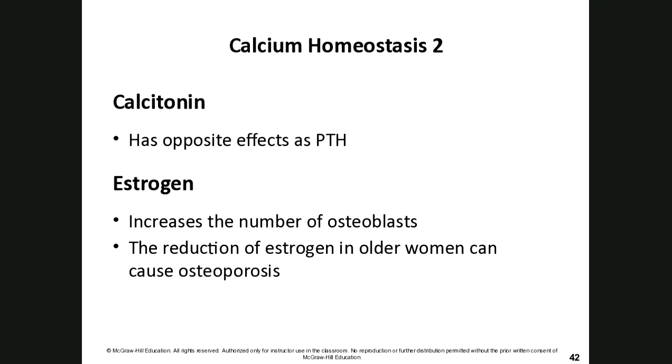On the opposite side of parathyroid hormone, we have calcitonin. Calcitonin has the opposite effect. It is going to take calcium out of the bloodstream and put it in the skeletal system. Estrogen increases the number of osteoblasts.